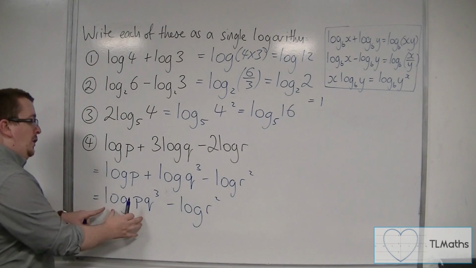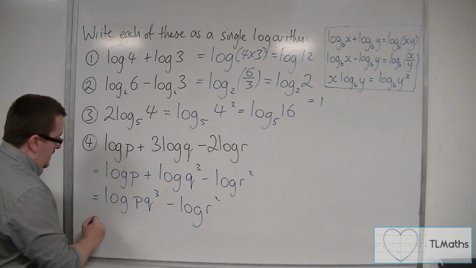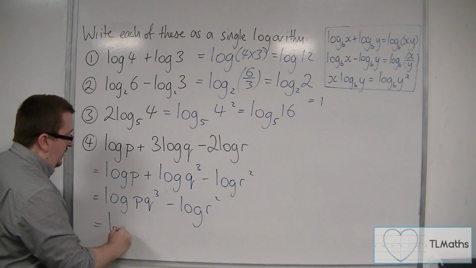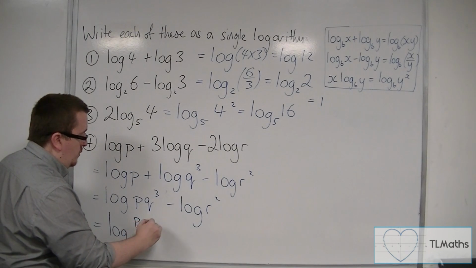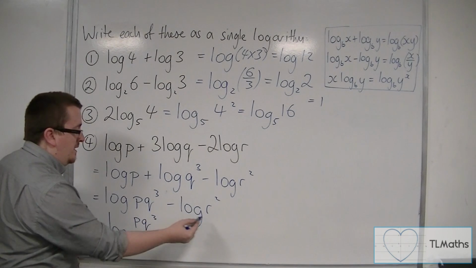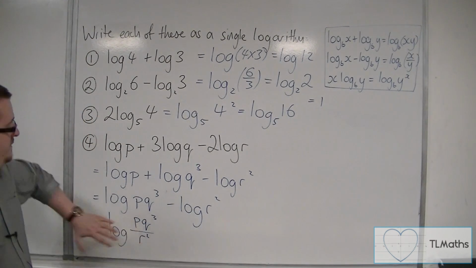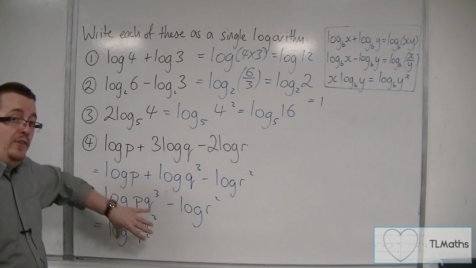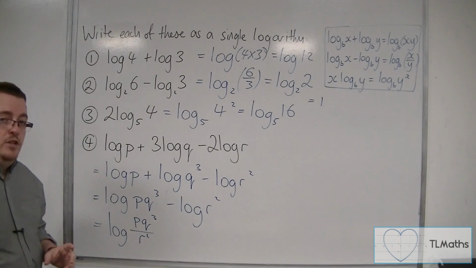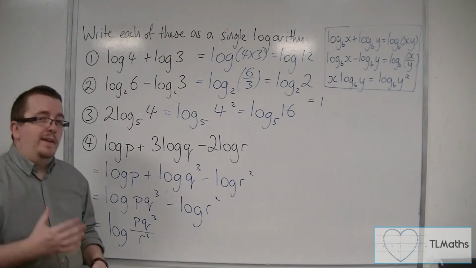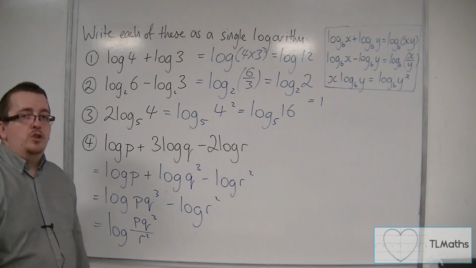Then, because we've got log of something, take away log of something else, with the same base number, we can bring these together using the second log law. So that's log of pq cubed divided by r squared. And there we have it. That is now written as a single logarithm. So do it in stages when you're working through problems like these. It will be much easier. Don't try to do too much at once.